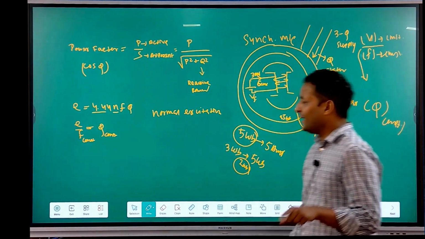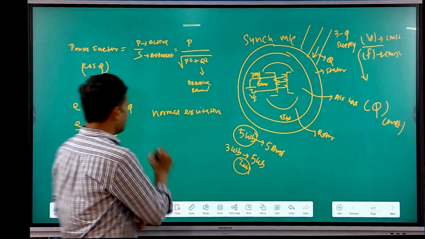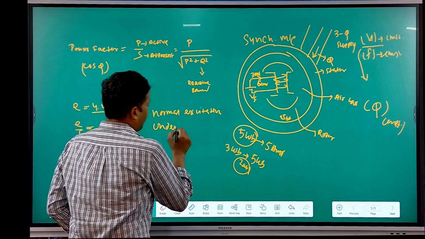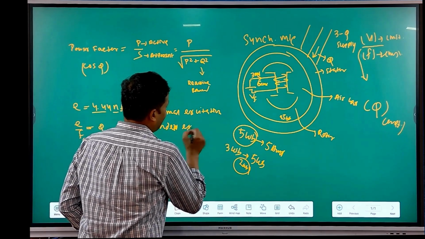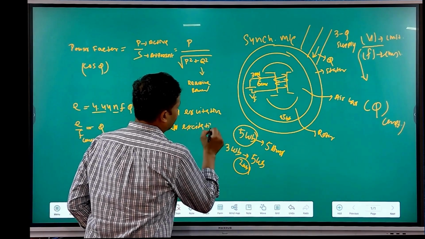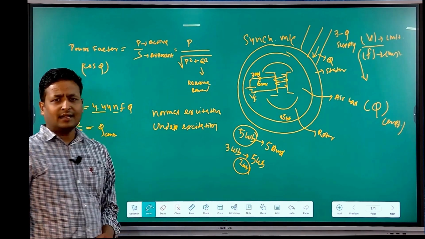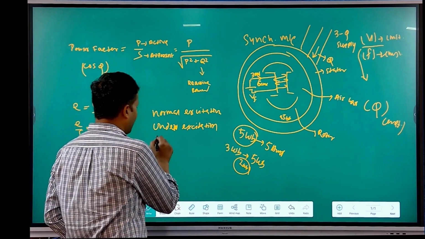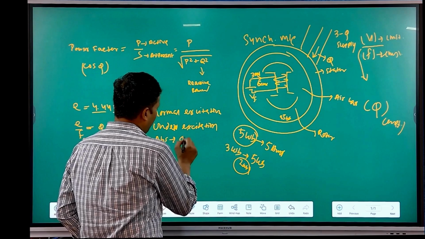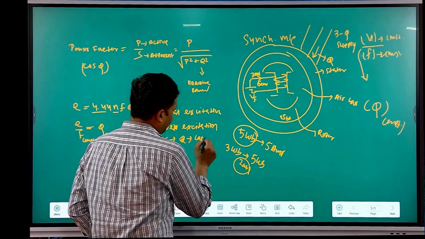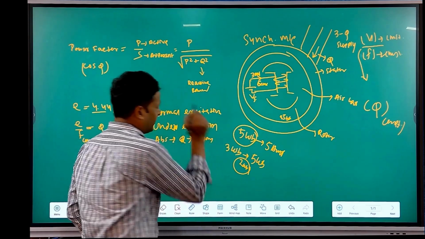This is known as under excitation, or we can say that in this situation the system is under excited. In the under excited condition, the system absorbs the reactive power Q. So, it operates at a lagging power factor.